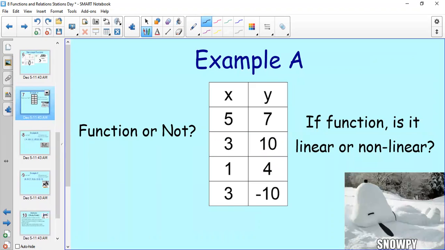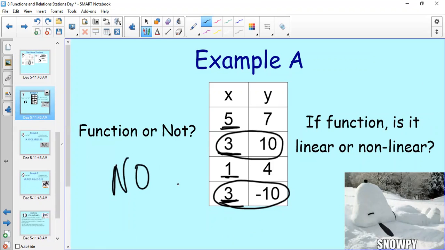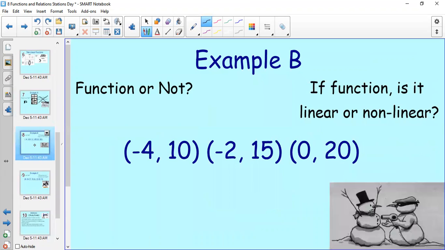Okay, so first off, let's determine if it's a function. So that's when you look at your domains. Do any of them repeat? Well, yeah, our 3. So 3 is paired with 10 up here. 3 is paired with -10. Is this a function? No, it's not. Okay. If it's not a function, there is no need to decide if it's linear or not, because it's not even a function, so we don't even go to that question. Okay, so let's do another one.